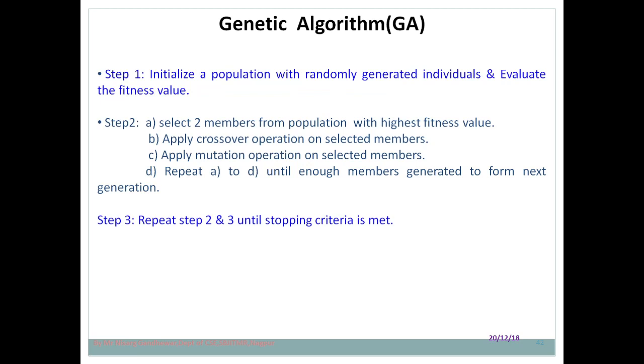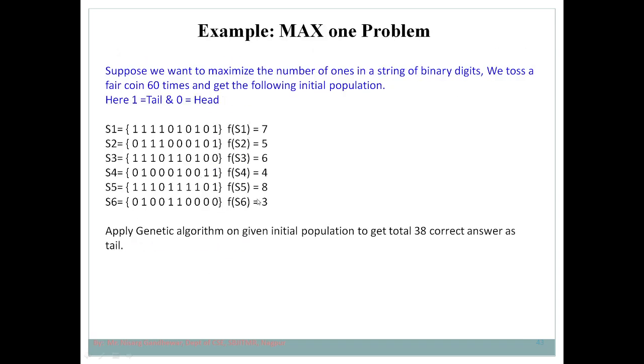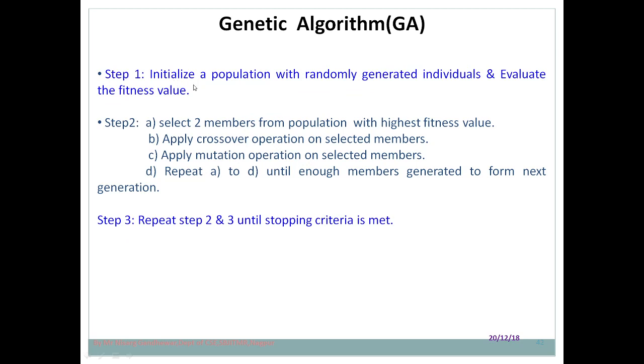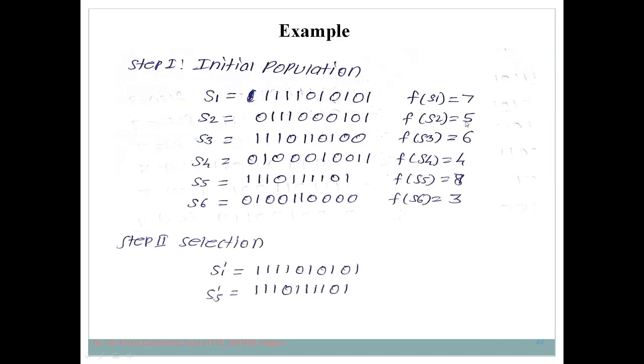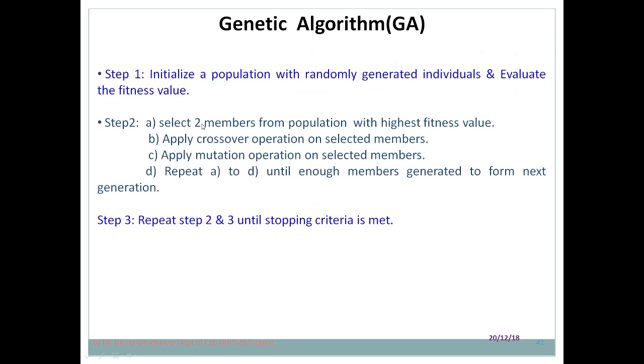Now let's look at the algorithm. It's very easy to understand. What is step 1? Initialize a population with randomly generated individuals and evaluate the fitness value. What we have done is generate the initial population and evaluate their fitness value. So this is step number 1. In step 2, select 2 members from the population with the highest fitness value. Here you can see we have selected S1 and S5 as the 2 individuals for the crossover. This is your step number 2.